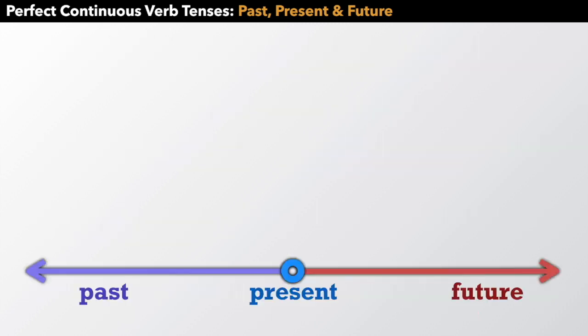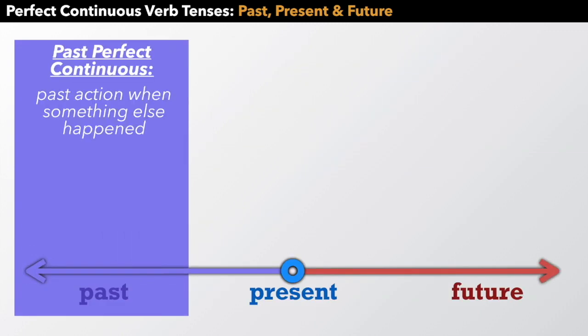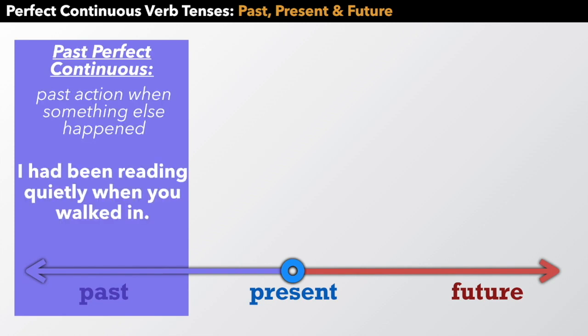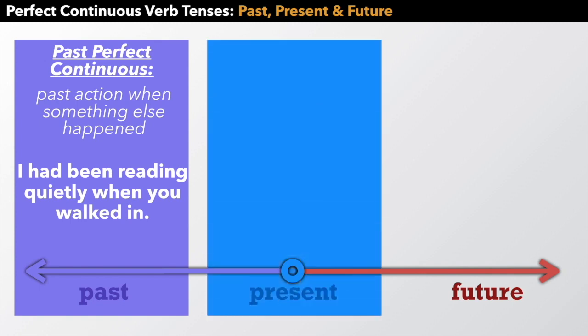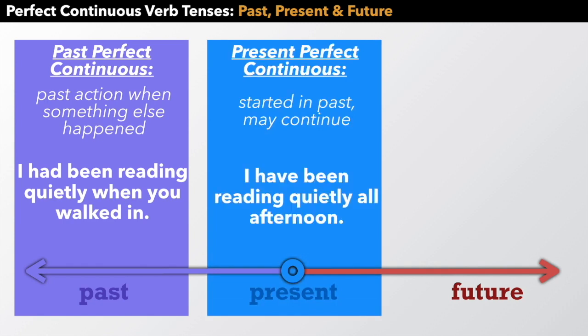And now for our quick review. Past perfect continuous. Past action when something else happened. I had been reading quietly when you walked in. Present perfect continuous. Started in the past, and it may continue. I have been reading quietly all afternoon.